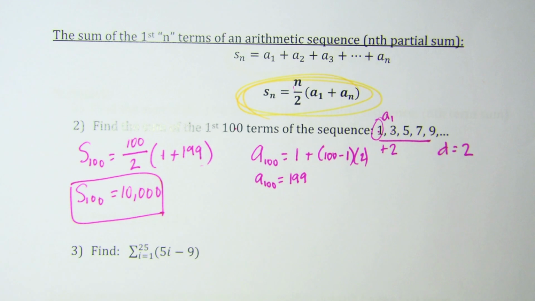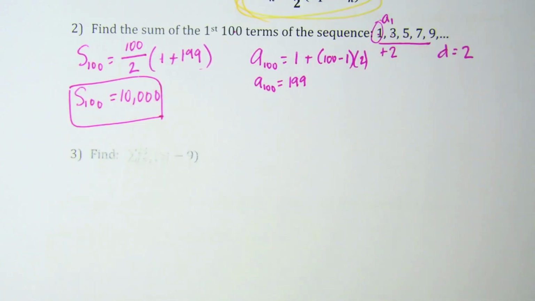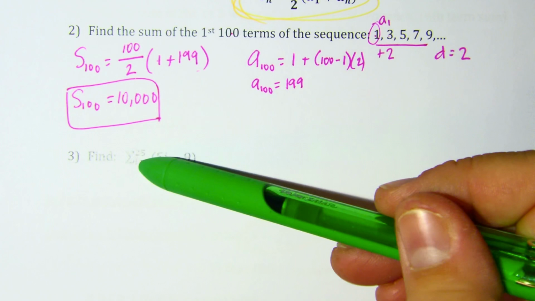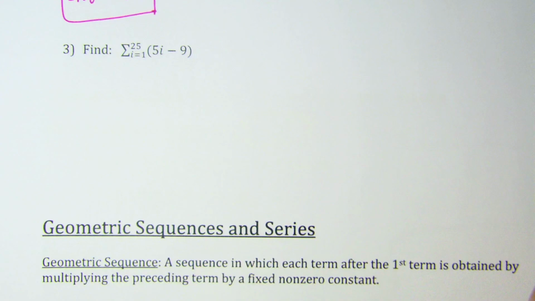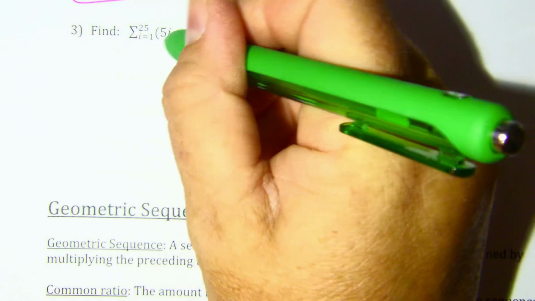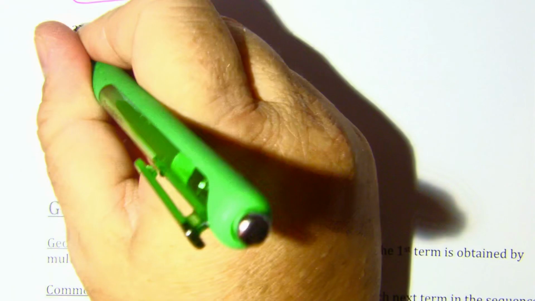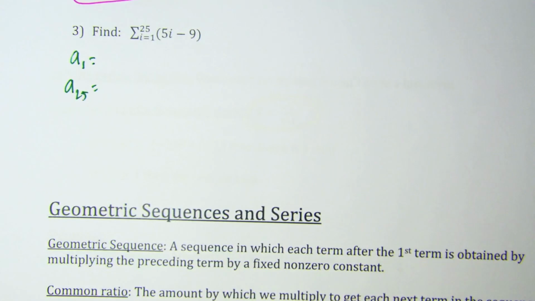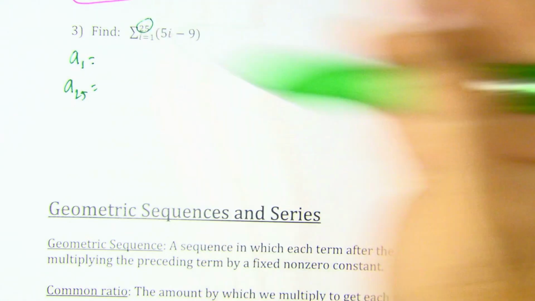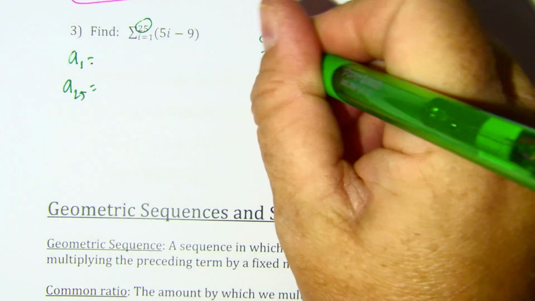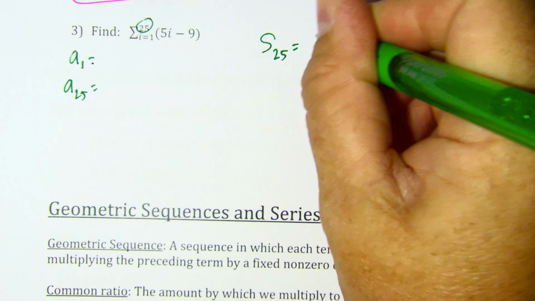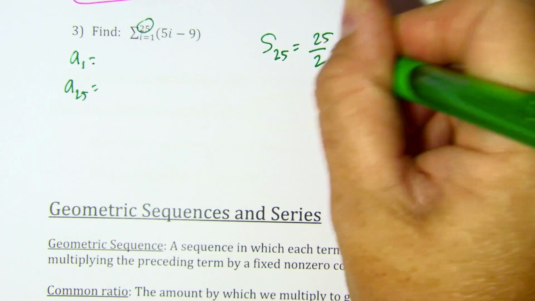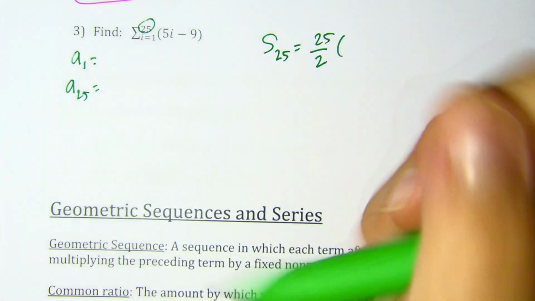Now we can do this if we're given it in summation notation as well, from the first term to the 25th term. So we're adding up 25 terms, and this is the equation we have. Well, I'm going to need a1, and I'm going to need a25, the 25th term. And we know that the number of terms we're adding up is 25. So s sub 25 would be 25 over 2, and I need to find a1 and a25.